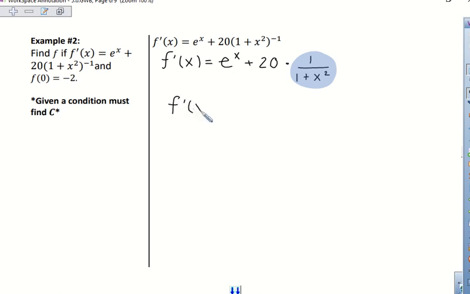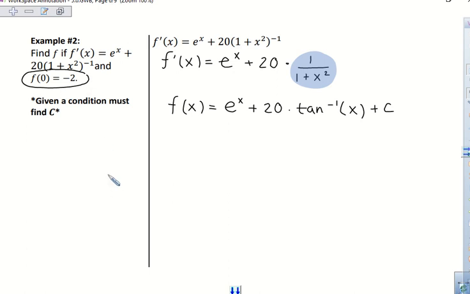So this is going to be f of x is equal to what? e^x plus 20 times tan inverse of x, plus what? Now here's where things are a little bit different. Notice that we have to find c. Because of that, we're given a condition about the function. This condition is just function notation, and it tells me that this function has a point (0, -2). So what can I do with that information, you think?